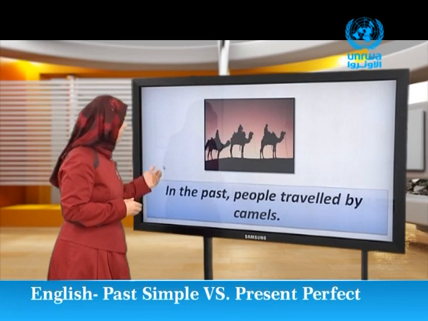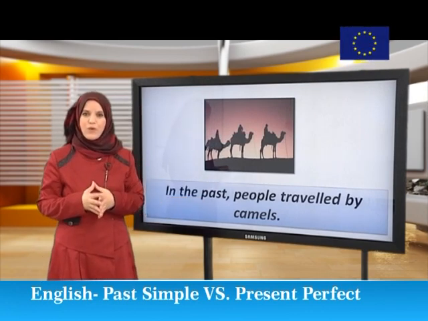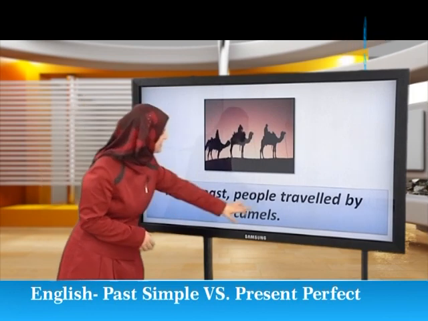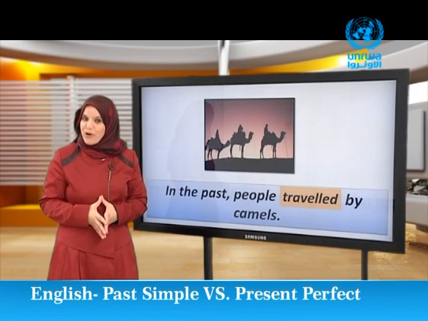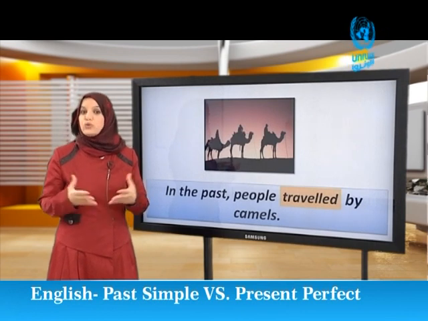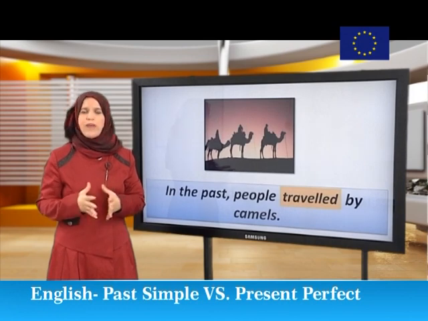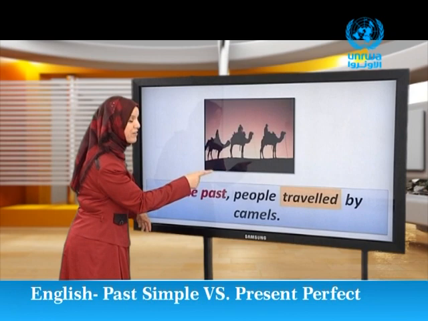Now, in the past, people traveled by camels. Where is the verb in this sentence? Good. The verb is traveled. What tense is that? This verb is also in the past simple tense. Now, do people travel by camels now? No, we are talking about the past. In the past, people traveled by camels.